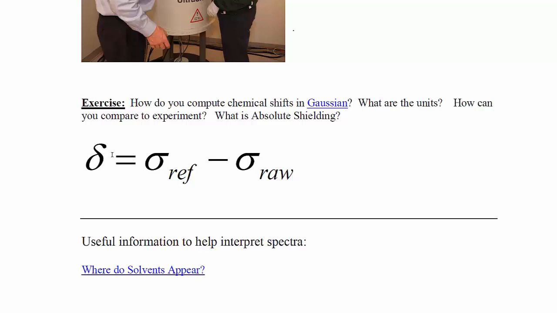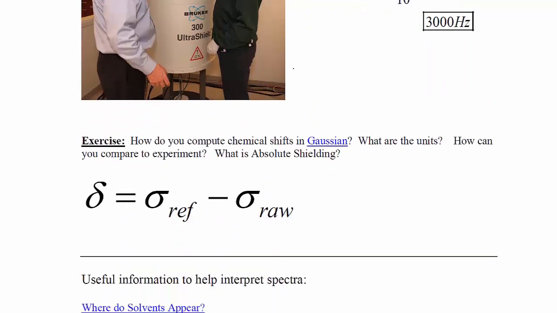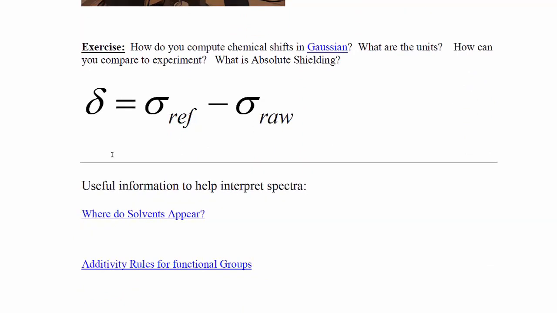That is a brief summary of the introduction here to NMR. We're going to do a lot more with Gaussian, so that was just an intro. We'll see a little bit more of how that works, and we'll talk about carbon NMR in the next segment.